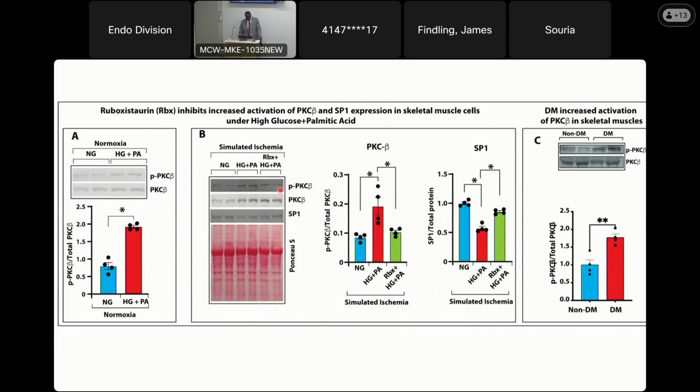And that's what we're showing here. Again, this is the model. High glucose and palmitic acid leads to increased PKC beta phosphorylation. If you inhibit using ruboxistaurin, you see less PKC beta phosphorylation, increased SP1 expression. And this is just the quantification of the bands here. You can see less PKC beta phosphorylation with ruboxistaurin treatment and increased SP1 expression. Then in vivo, we asked the question, can we actually detect in the diabetic mouse tissue increased PKC beta phosphorylation? And the answer is yes.